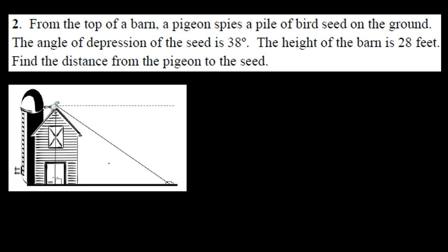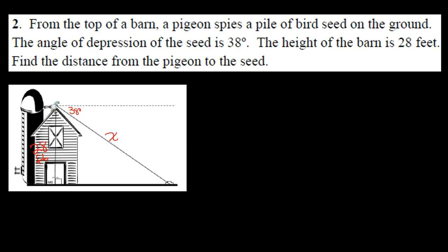Number 2, from the top of a barn, a pigeon spies a pile of birdseed on the ground. The angle of depression of the seed is 38. So again, the angle of depression, the bird's looking out, and then he looks down at the seed, and this is 38 degrees. The height of the barn is 28 feet. We want to know the distance from the pigeon to the feed, so we're looking for this hypotenuse.